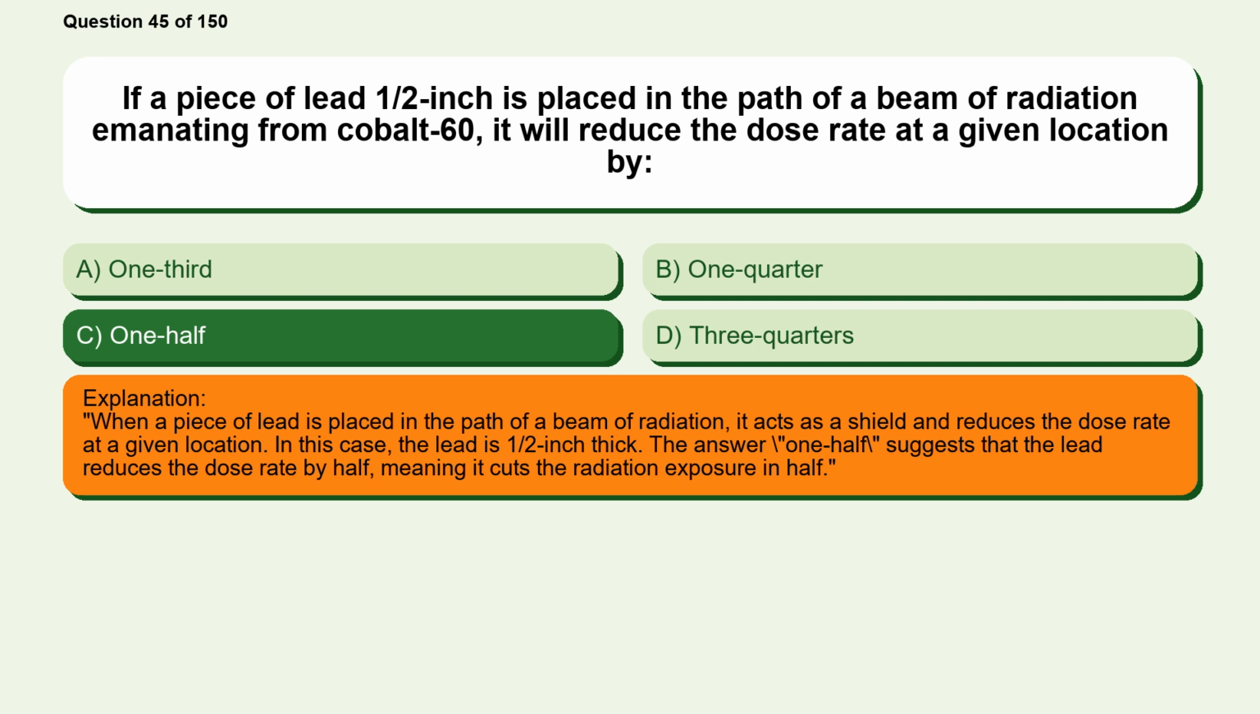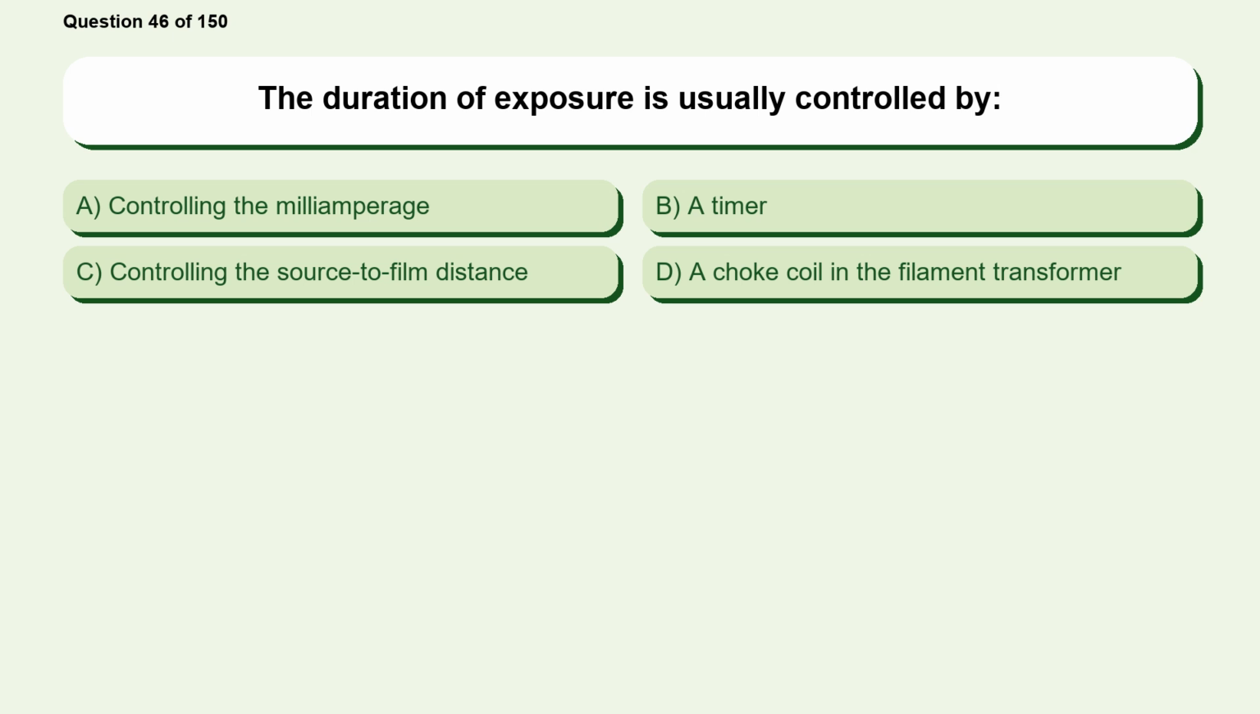Question 46. The duration of exposure is usually controlled by Option A, controlling the milliamperage. Option B, a timer. Option C, controlling the source to film distance. Option D, a choke coil in the filament transformer. The correct answer is option B, a timer.